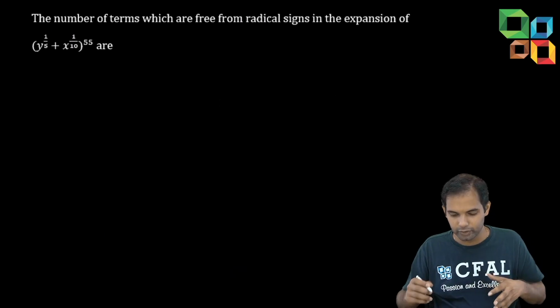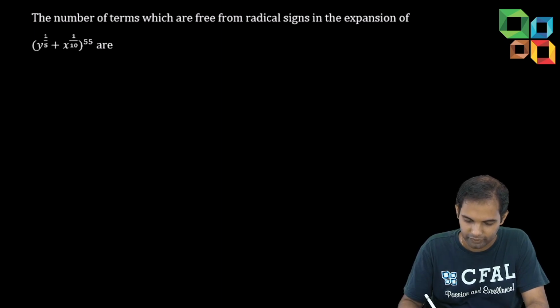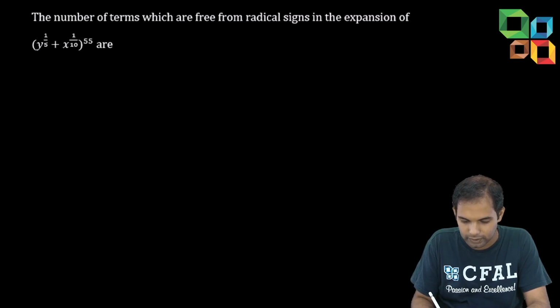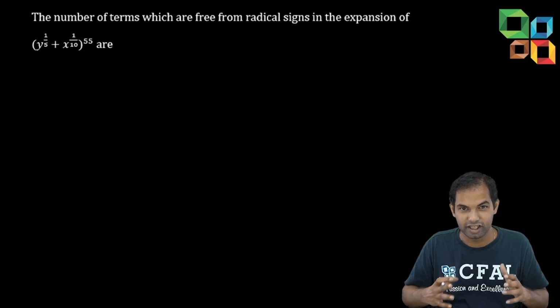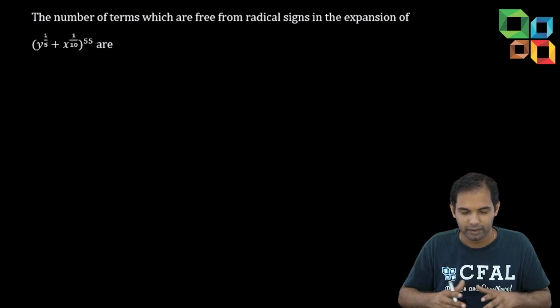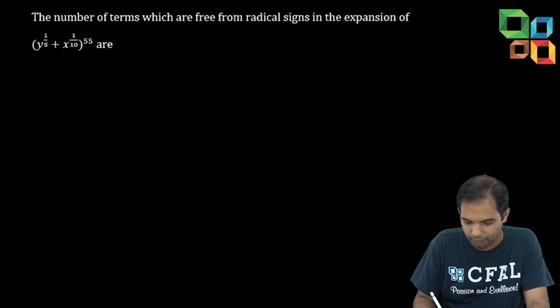Now, if there were no 1 by 5th power and 1 by 10th power here, we would directly say there are total 56 terms, 55 plus 1, because all of the terms would be free of radical. Now, it's asked which of the terms will be free of radical. Now, let's try to figure out by simply writing down the expansion. There's a better way if you know to write the general term, but we have not learned that, right? So let's directly try.